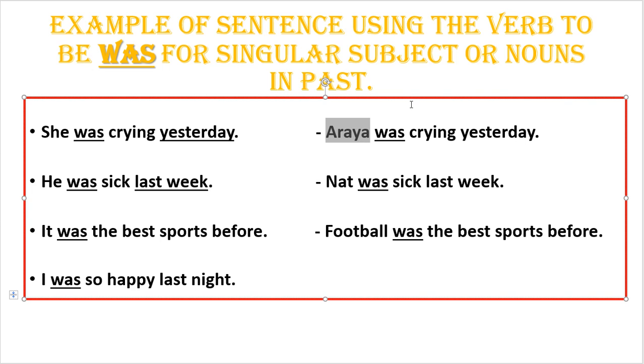So what happened to Araya yesterday? She was crying. This one here describes that Araya is crying. So was. But why was? Because it connects to here. Yesterday describes that this happened yesterday. You see? This one here and this one here. So crying describes what happened to Araya, and was shows when it happened. So yesterday. Okay, next.